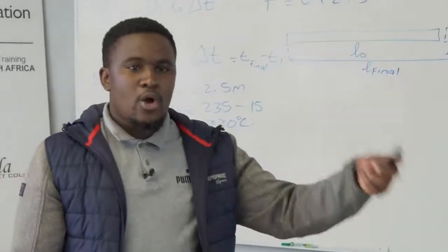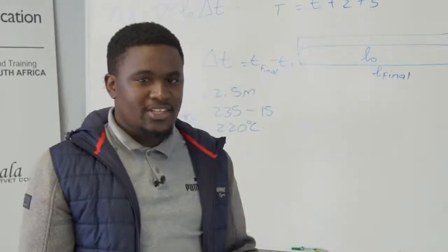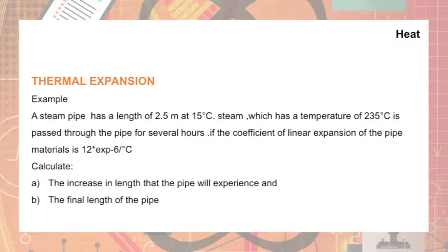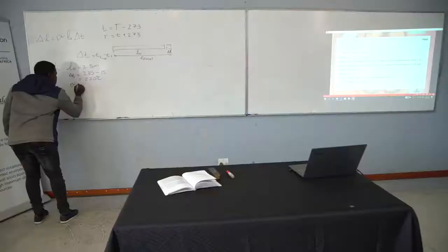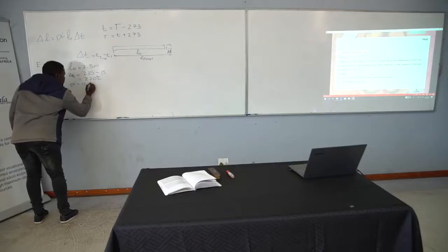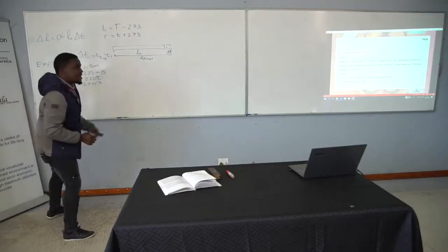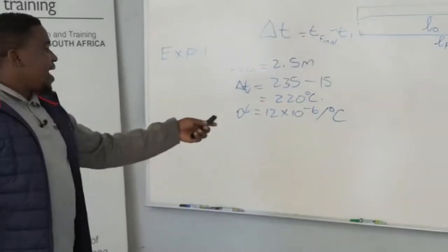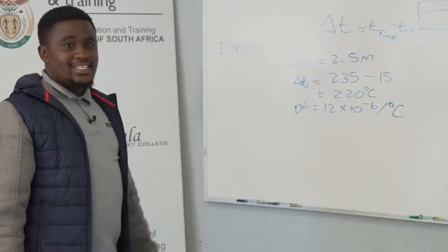Then what do we have? We have our coefficient of linear expansion. What did we say about the coefficient of linear expansion? It's a constant for each and every material. In this case, our coefficient of linear expansion is alpha, which is denoted by 12 by 10 to the minus 6. The unit is 12 by 10 to the power minus 6 per degrees Celsius.